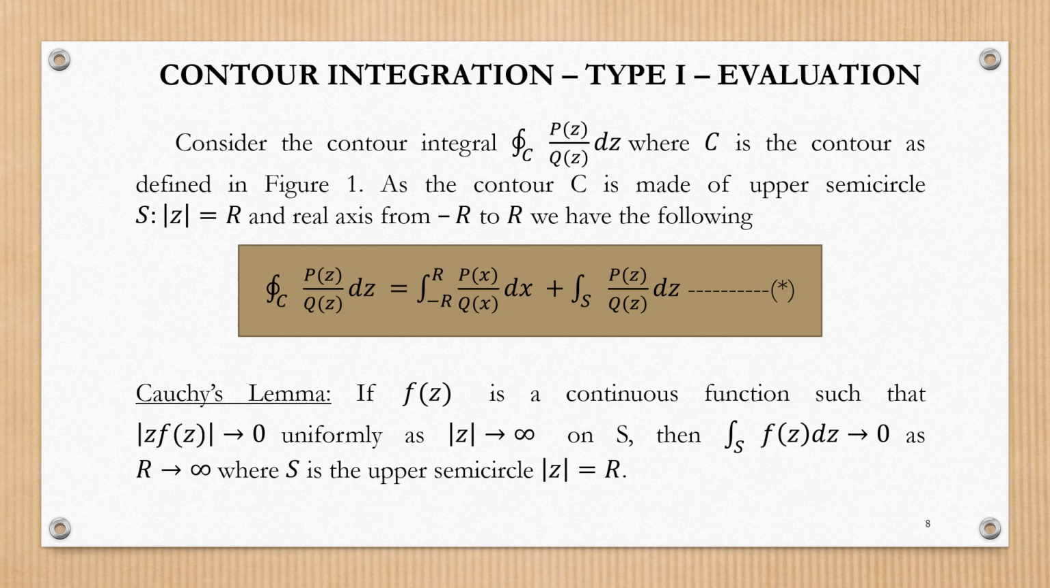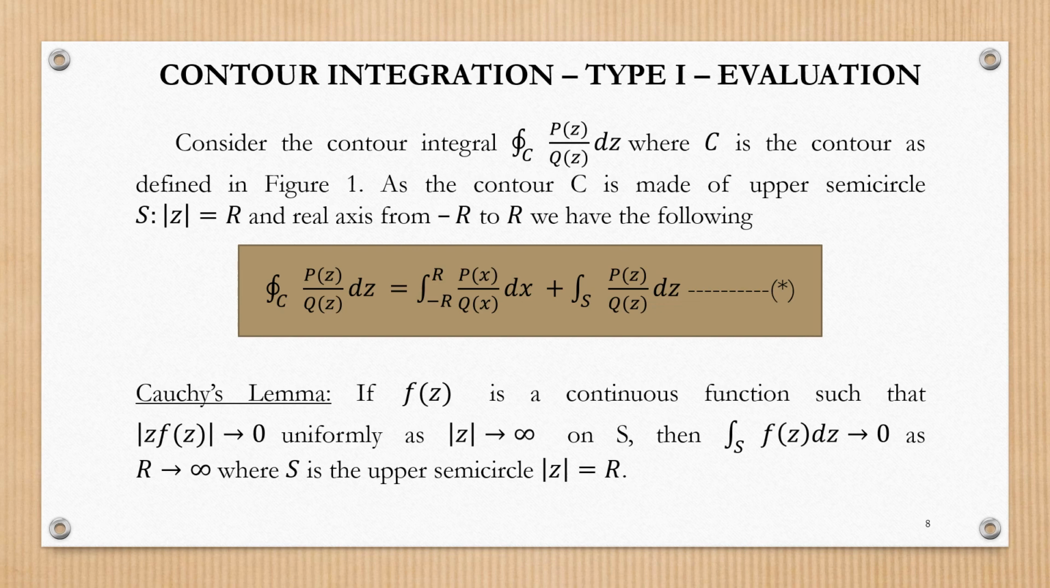Now what we do for evaluation of a type 1 integral is we consider over this contour that I defined in the previous slide, p of z by q of z dz. We replace x in the original problem with z and we consider the contour integral over C of p of z by q of z dz, which can be evaluated using the Cauchy residue theorem. Once we have found the value of this contour integral, we may use equation star for finding the answer to the original question. Look at equation star.